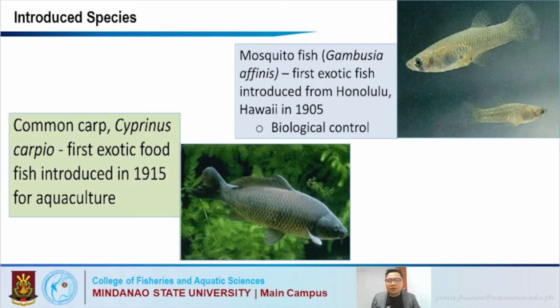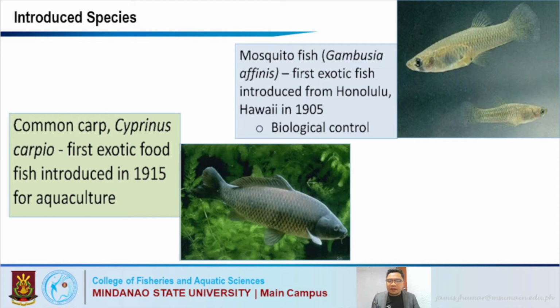And then another introduced species is the mosquito fish, scientifically known as Gambusia affinis. It was the first exotic fish introduced from Honolulu, Hawaii in 1905. They are being used in the Philippines as a biological control. They are the ones responsible for eating harmful larvae, mosquito larvae, or any other larvae that may harm our cultivated species. That's why they are called mosquito fish.